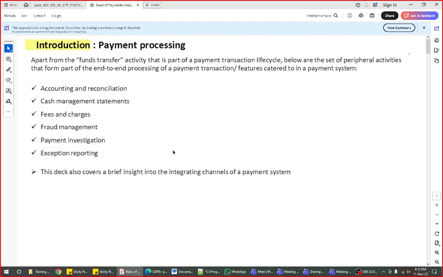Then we have cash management, meaning the actual movement of funds between two parties, and how that is handled. Then there are fees and charges. No bank will do your transaction for free.